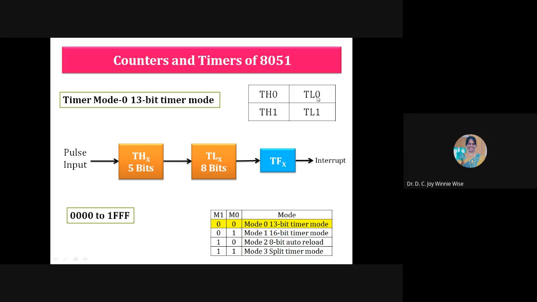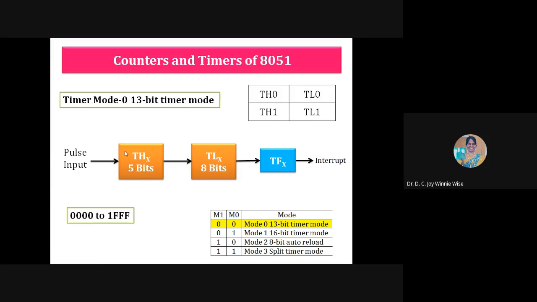So like this TLX, TL, we have 0 and 1. I have taken X as the don't care condition. Since here it is used as a 13-bit timer, in TLX we are going to store 8 bits of data, and in THX only 5 bits we are going to use, because it is a 13-bit timer. So in TLX we have 8 bits, and in TH we can store 5 bits, so totally we can get 13 bits.